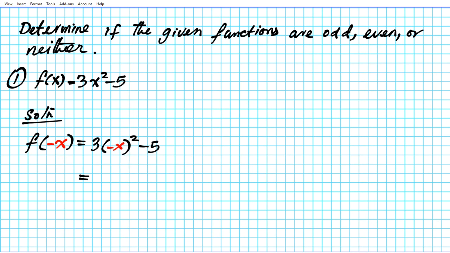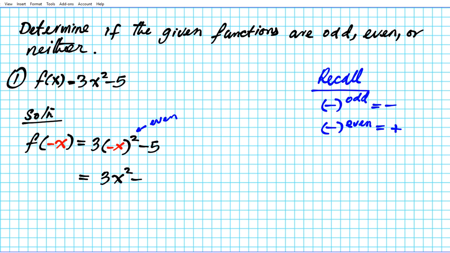Now something you want to recall, a side note: when you take a negative sign and raise it to an odd power, the negativity remains, it stays minus. When you take a negative and raise it to an even power, it becomes positive because you can pair up all the minuses, and minus times minus is plus. So here we have negative x squared, and since 2 is even, the negativity goes away. So it becomes 3x squared minus 5.